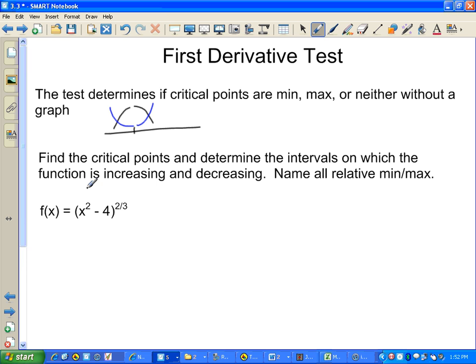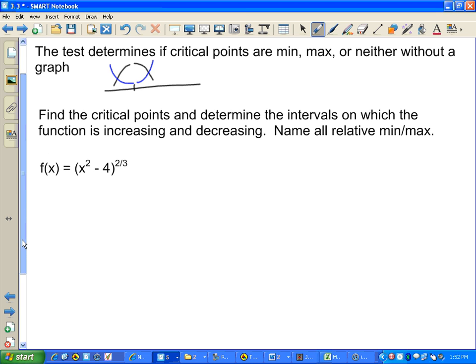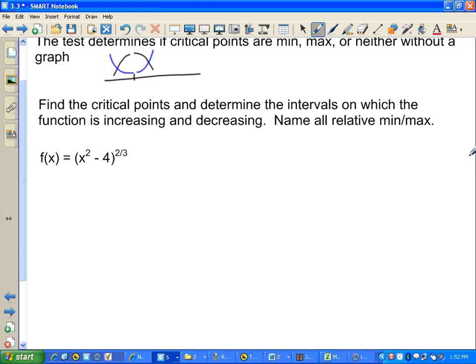So let's do this first example here. I'm going to take the derivative of this. I want to know what my derivative function is. This is going to require the chain rule in this particular function. So I'm going to drop the 2/3, leave the inside part alone, subtract 1 from the power, which makes it negative 1/3, and then multiply this by the derivative of the inside part, which would be 2x.